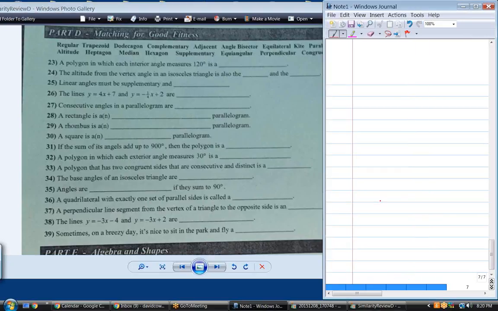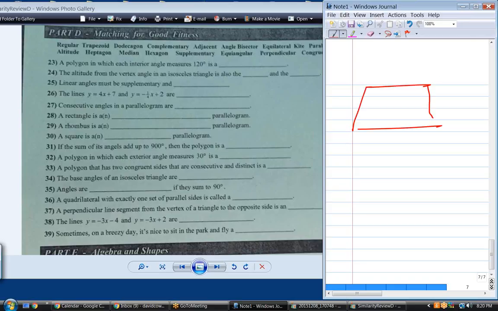Median? Again, that's not the name of a quadrilateral. A median is the line that you draw from the vertex of any triangle perpendicular to the opposite side. That's what a median is. So it would be a trapezoid? Yes, trapezoid. I'm sorry, I didn't quite hear what you said.